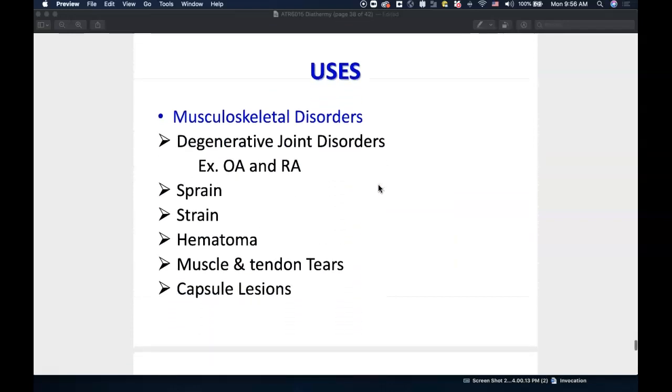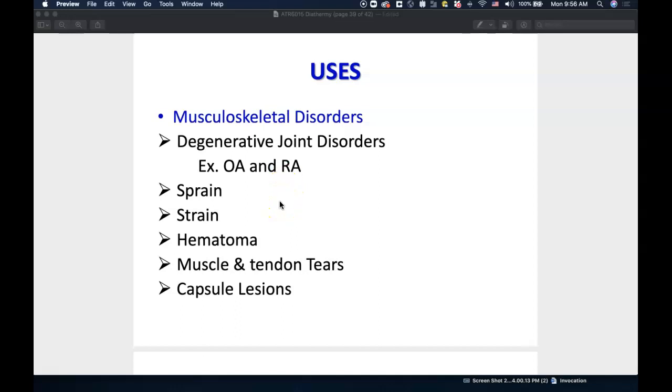So what are some uses for diathermy? Musculoskeletal disorders are the key prime use, at least in the field of athletic training. We've certainly seen it used most often for degenerative joint disorders such as osteoarthritis or rheumatoid arthritis, because it's going to reduce that joint stiffness. The other thing I like that we saw a few slides above is that it can surround the actual joint with that diploid method, right? And so we get a reduction in the signs and symptoms that our patients are reporting to us with degenerative joint disorders, and that excites me.